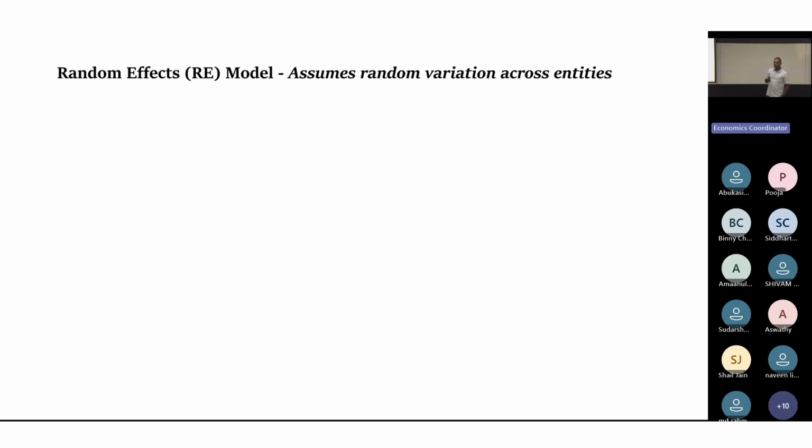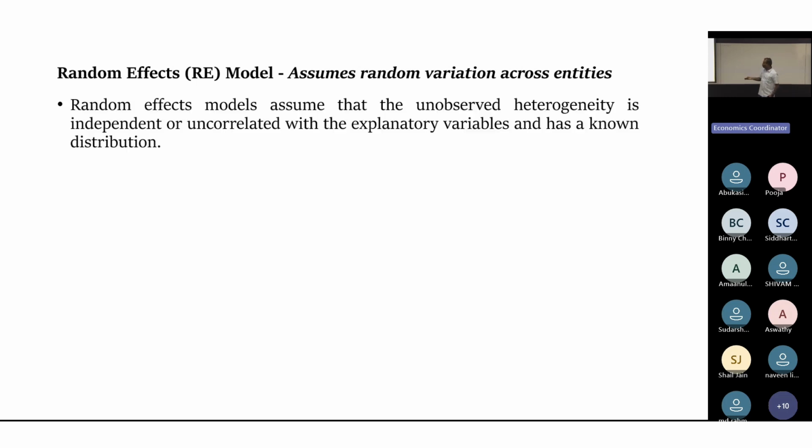Random effects. What will random effects do? Random effects assumes that there is a random variation across entities. Right? I think you know the difference between fixed effect and random effect models. Am I right? So what are the operational procedures of random effects? We assume that the error term, suppose, let me show you this.